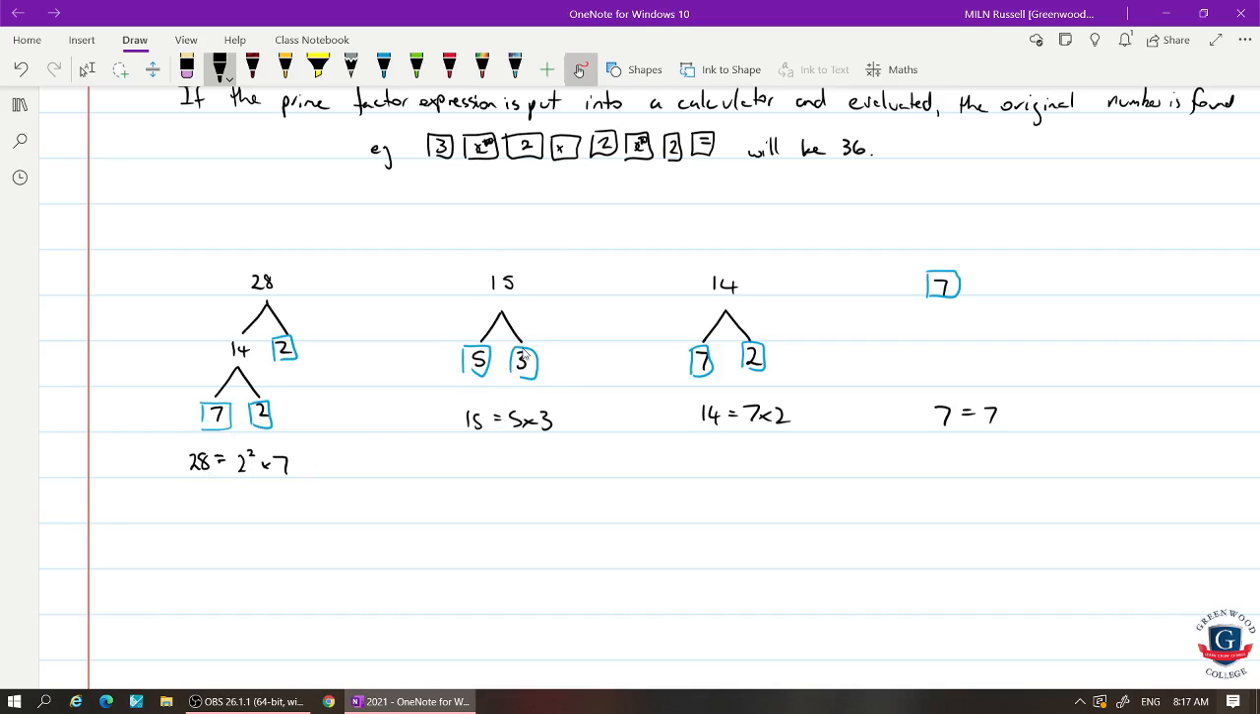15 has 5 and 3. Both 5 and 3 are prime, so factorizing it with prime factorization is quite simple. Same with 14, it's only got 7 and 2. 7 and 2 are both primes. If we start with a prime number, we only end up with a prime number. We don't have to factorize any further.